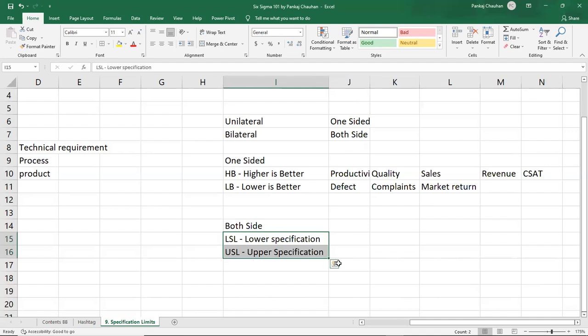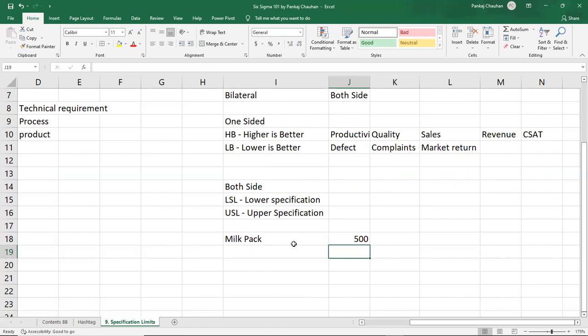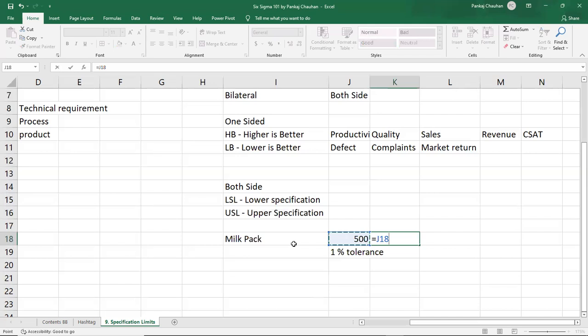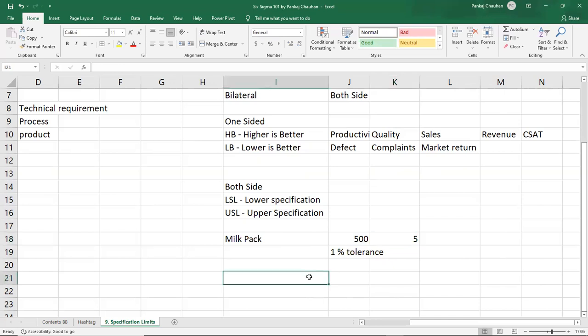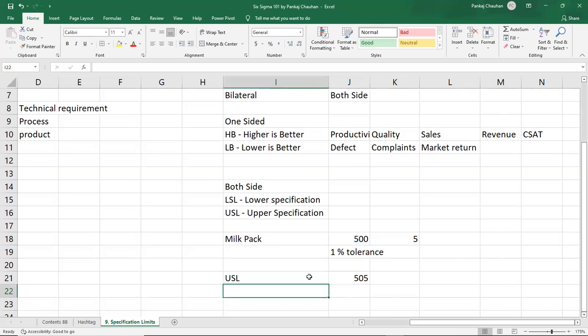Suppose you are going to buy a simple milk packet, and the volume in the milk pack is 500 ml. Is this something where you will always get exactly 500 ml? Probably no. Maybe the rule, or the permissible limit, says it's a 1% tolerance. If I want to find out 1% of 500 ml, it's 5 ml. So my upper specification limit when I buy or pack a milk packet will become 500 plus 5, which is 505 ml.